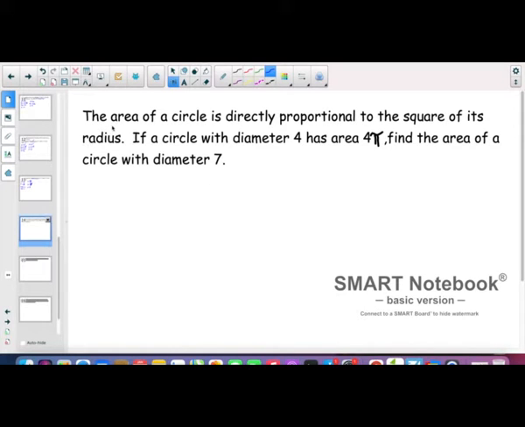This one is different because now our variables are going to represent something other than x and y. Here it says the area of a circle is directly proportional. Now, when it says directly proportional, that is the same thing as it varies directly. Okay, so we can say the area of the circle varies directly. That means the exact same thing. To the square of its radius, that's the same thing as saying varies directly as the square of the radius.